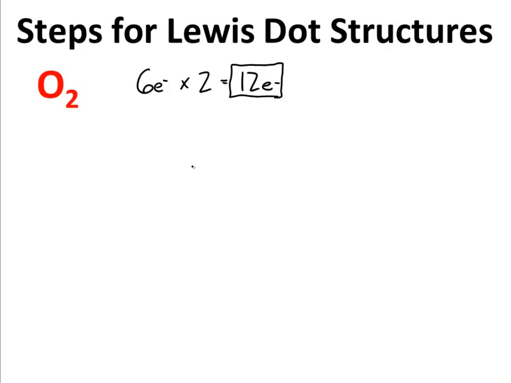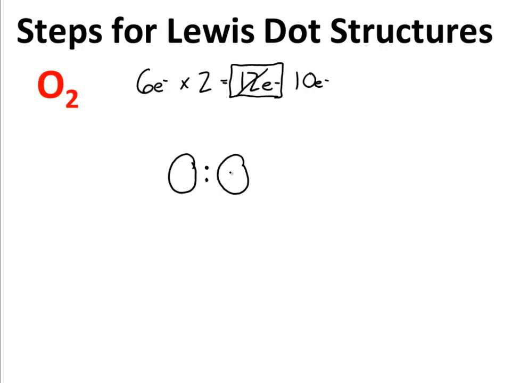Step number 2, draw the simple skeleton structure. Simple skeleton structure just shows the elements, nothing more. Now, a real skeleton structure, though, is going to include the bonds. We're going to place step number 3, a bond between them. Now they're linked together by a chemical bond named covalent bond. It's the sharing of electrons. Dudes, I don't have 12 electrons anymore. Now I have 10 electrons to place.